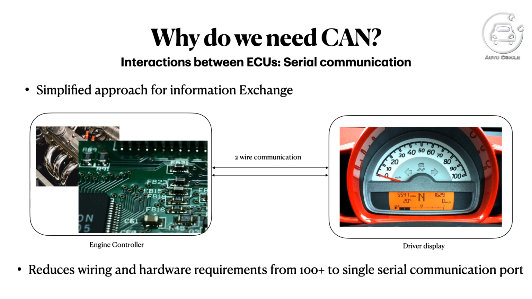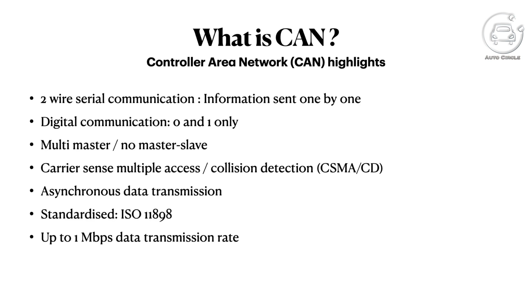Now, CAN is also a type of serial communication. Let us see a few highlights of CAN. The first, CAN is a two-wire communication and the information is sent one by one in the serial communication. Second, CAN is a digital communication, which means there are only two states, which are 0 and 1. Third, CAN is a multi-master protocol, or we can say there is no master-slave concept in CAN.